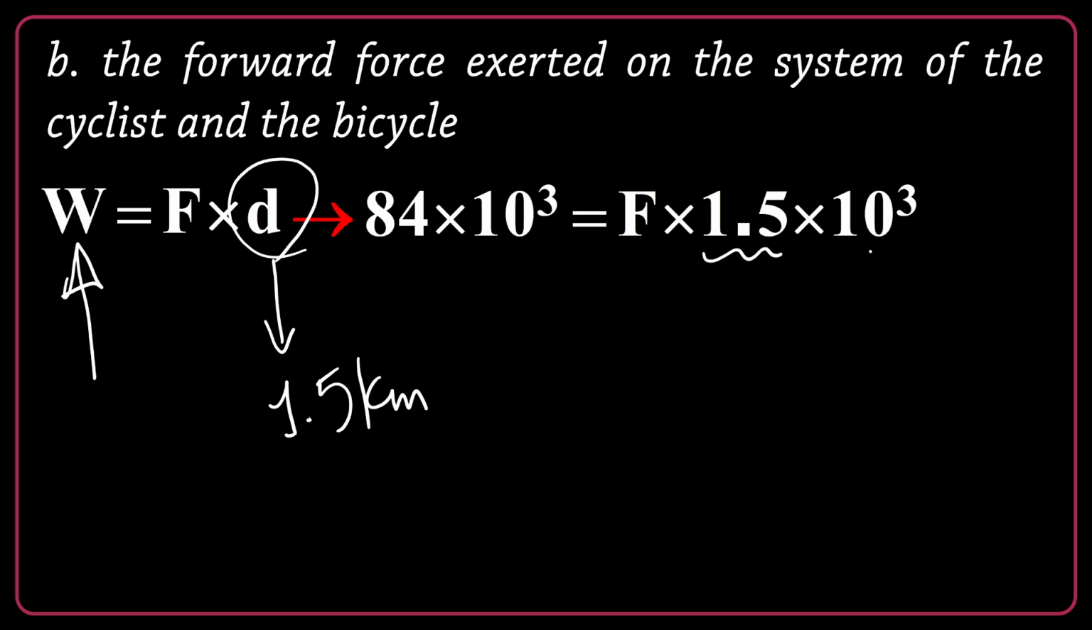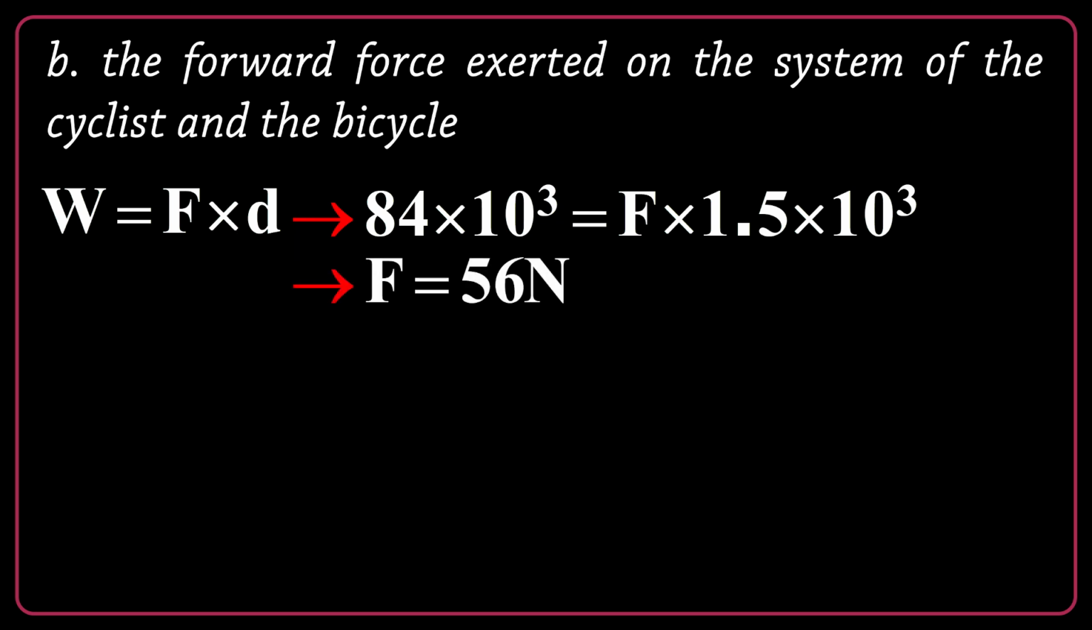This is 1.5 kilometers, times 10 to the 3. Left side, 84 kilojoules, kilo again 10 to the 3. Here we use all quantities in SI units. And the answer is going to be 56 newtons. This is the driving force.